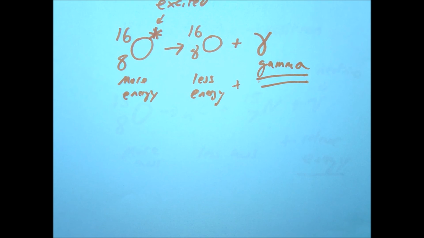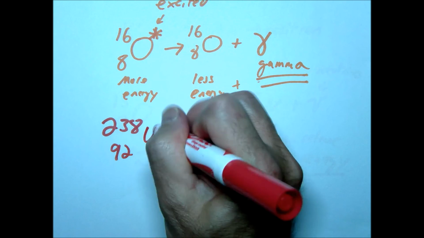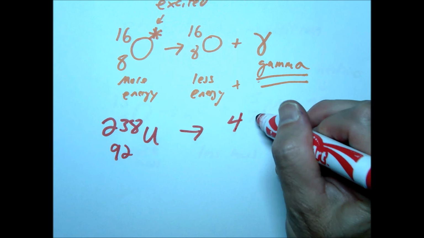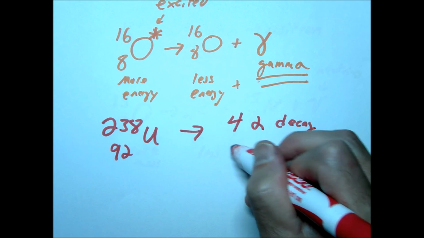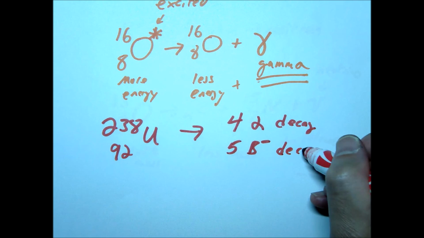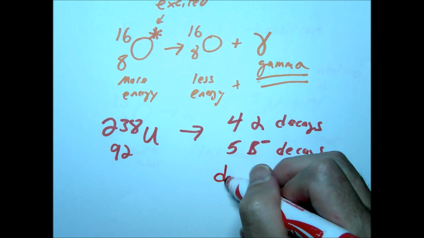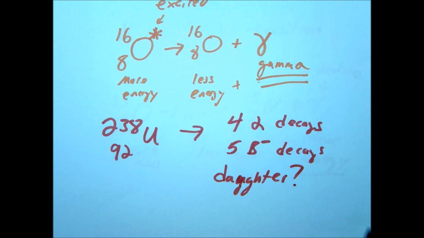Actually, I'm going to end with one final question. Let's say you have, let's go back to our uranium-238, 92, U. Let's say that undergoes, how about 4 alpha decays and 5 beta minus decays. Can you go ahead and figure out what the daughter nucleus is going to be? Oops, daughter. I know how to spell. What is the daughter nucleus? All right, and we'll go over that in class.